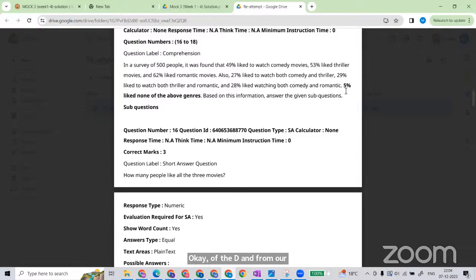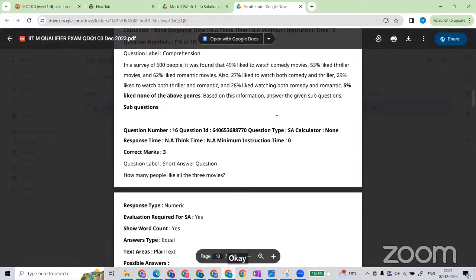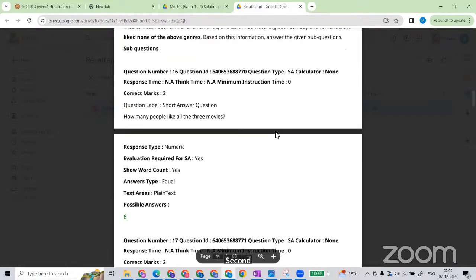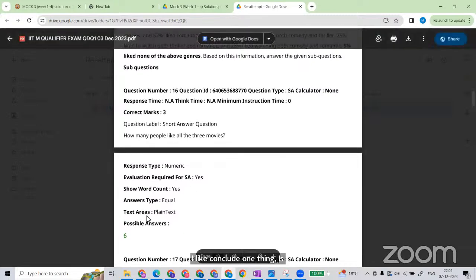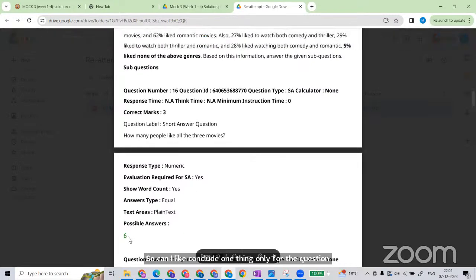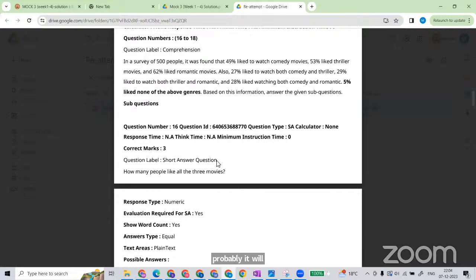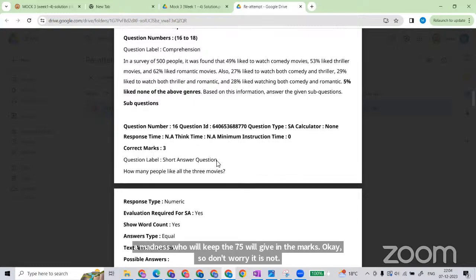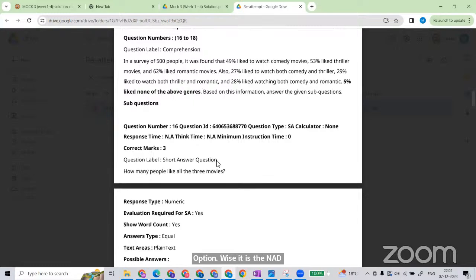Okay, don't worry. This question is a wrong answer, sir. So can I conclude one thing only, sir, for quiz 2, question number 17? Wrong, no. If 6 is given, okay, don't worry. If 6 is given, then probably 6. It is a NAT, so whoever keeps 75 will be given the marks. So don't worry, it is not option wise, it is a NAT. So sir, who will evaluate the marks, sir?